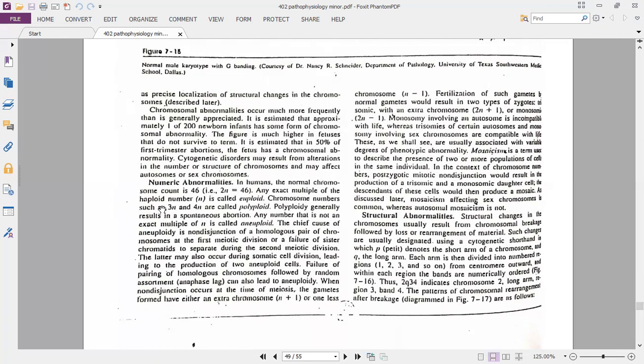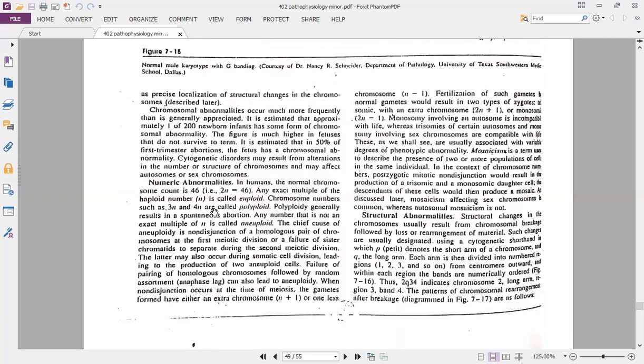An exact multiple of the haploid number n is called euploid. Eu and ploid: euploid means true ploidy. So if you are 2n or 3n or 4n, it means diploid, triploid, tetraploid, pentaploid. They are all euploid or polyploid conditions.